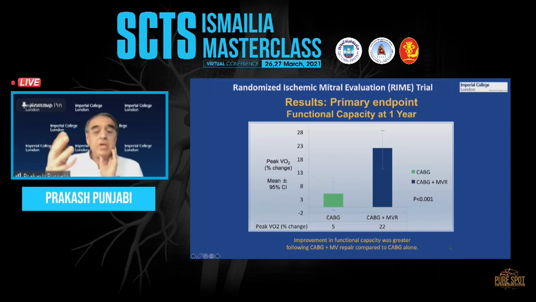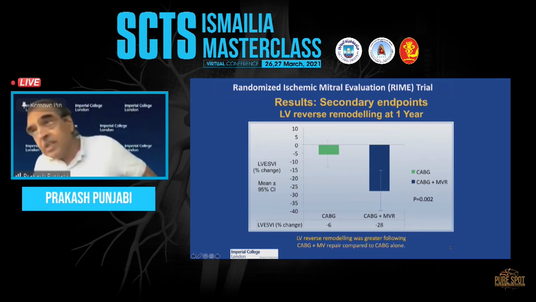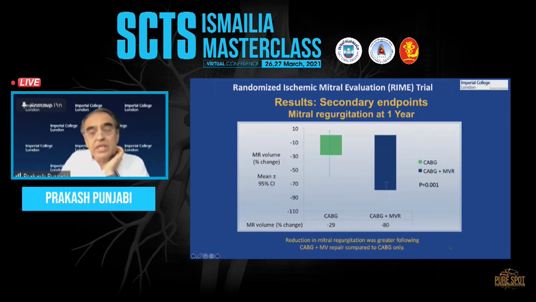But look at this, in terms of improvement in functional capacity in patients with CABG plus mitral valve. At the end of 1 year, it was quite significant, p of less than 0.001. Even the secondary endpoint, LV reverse remodeling, was great. And we can go into the controversy with Michael Acker. I've been on a debate with Mike Acker at the American College of Cardiology, and we can go into a lot more detail about that.